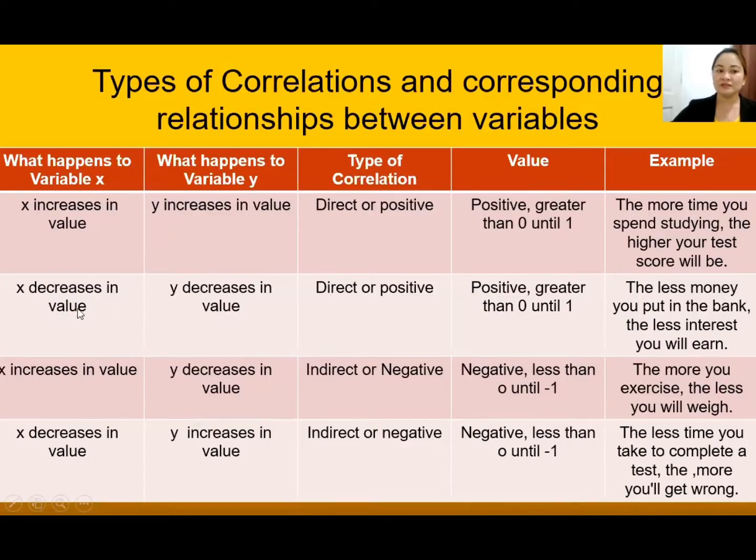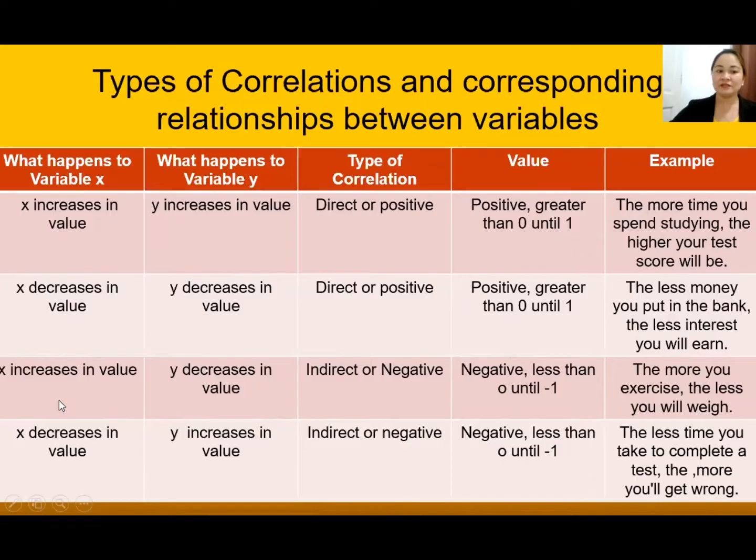Second, x decreases in value and y decreases in value. This is a direct or positive correlation. This ranges from 0 to +1. Example, the less money you deposit in the bank, the less interest you will earn. So the two variables here decrease.